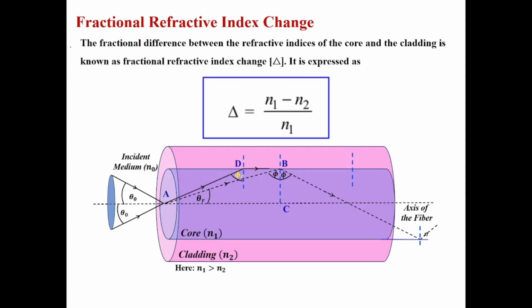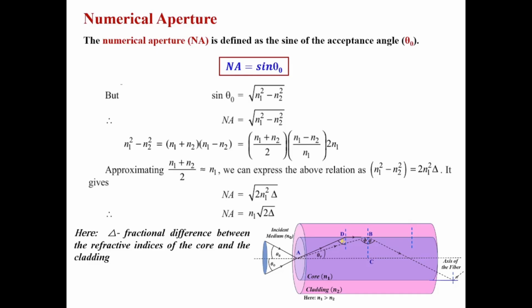Here is the definition of fractional refractive index change. The fractional difference between the refractive indices of core and cladding is known as fractional refractive index change, represented by del. Or you can write the ratio between the difference of core and cladding. This is the refractive index of core and this is the refractive index of cladding. So you can also write the difference between the refractive indices of core and cladding with respect to core, which is nothing but your fractional refractive index change. Just remember this expression, which is essential for different numericals that you are going to solve in your exam. Now we are going to go for numerical aperture.